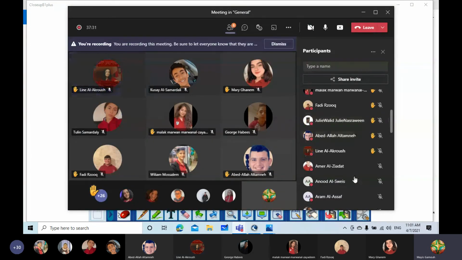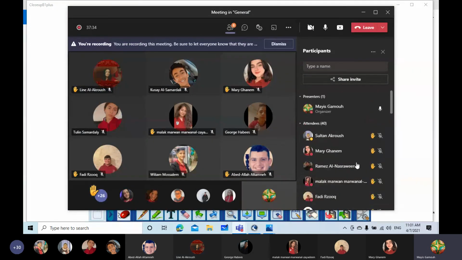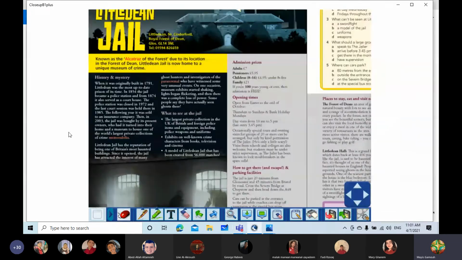Let's have another student continue the paragraph. I'll have Mary. Go ahead. Teacher, can you hear me? Yes. The following year it was sold to an insurance company. Then in 2003, the jail was bought by its present owners, who had it turned into their home and a museum to house one of the world's largest private collections of crime memorabilia.